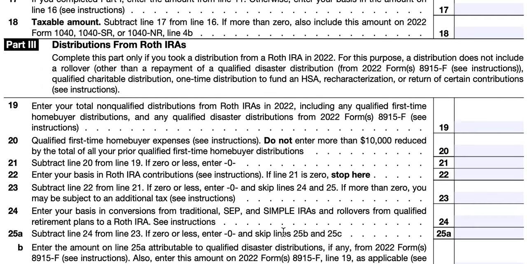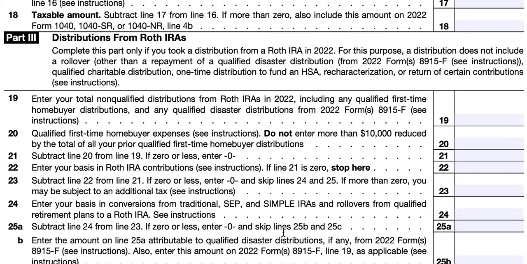Part 3 is distributions from Roth IRAs. You only have to complete part 3 if you took a distribution from a Roth IRA in the tax year. So again, for this purpose, it does not include a rollover other than a repayment of a qualified disaster distribution, does not include qualified charitable distributions, distributions to fund an HSA, recharacterizations, or return of certain contributions. Only distributions from your Roth IRA.